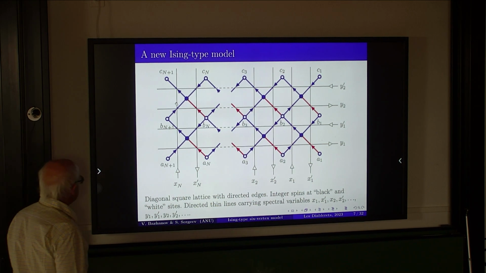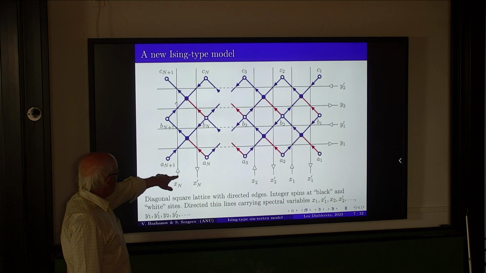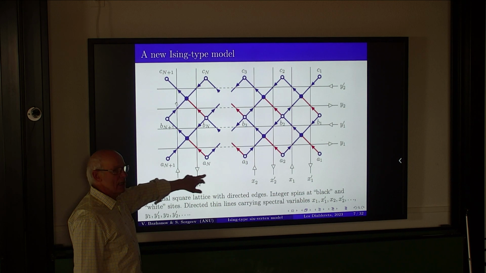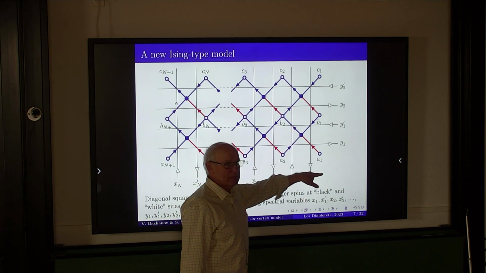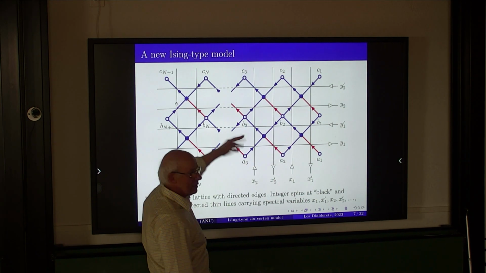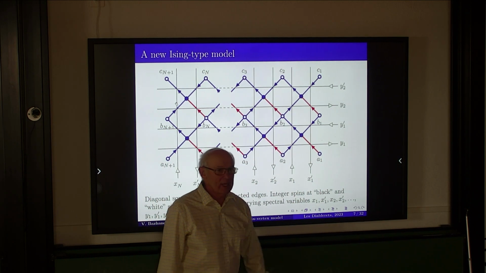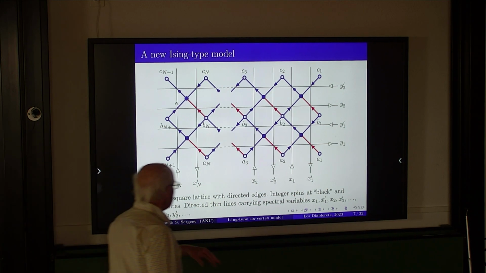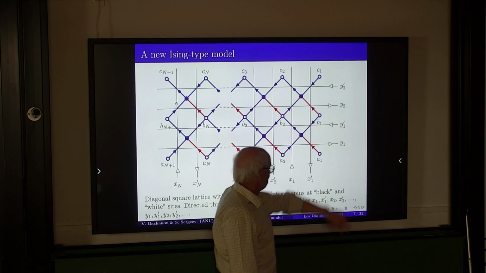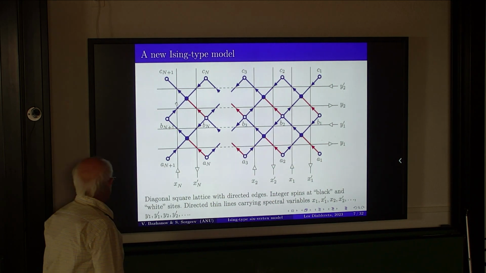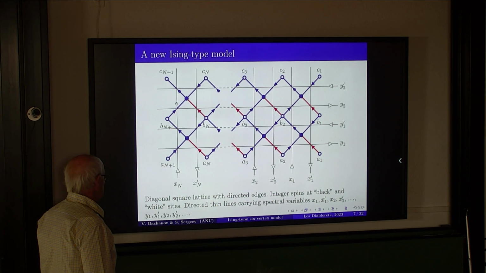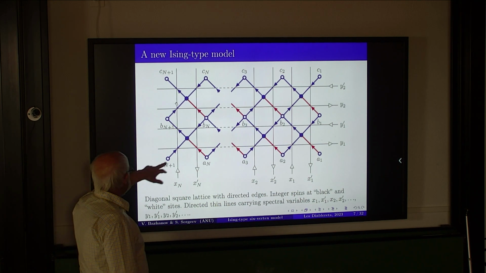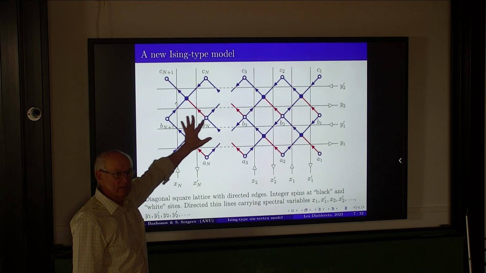And some additional lines, which alternate their direction. They are usually called rapidity lines or spectral parameter lines. And also the spectral variables, and so we have placed integer spins.